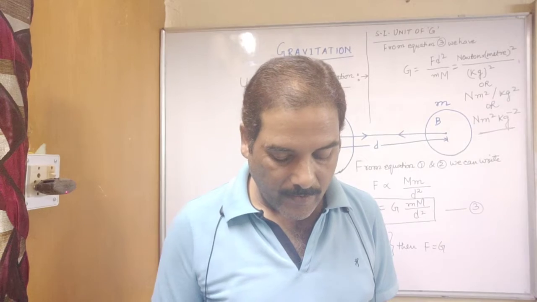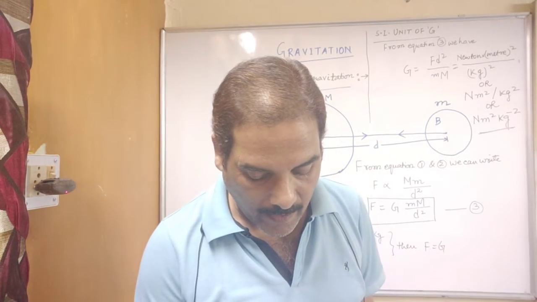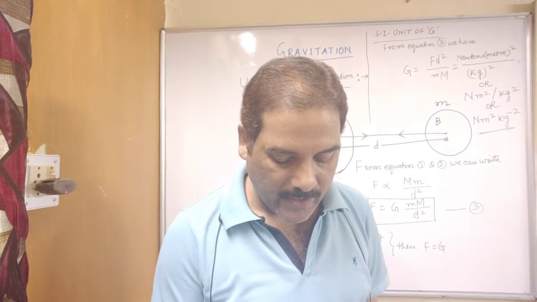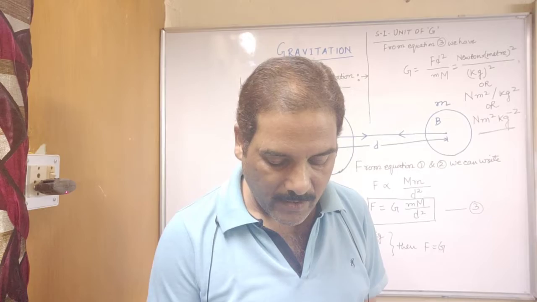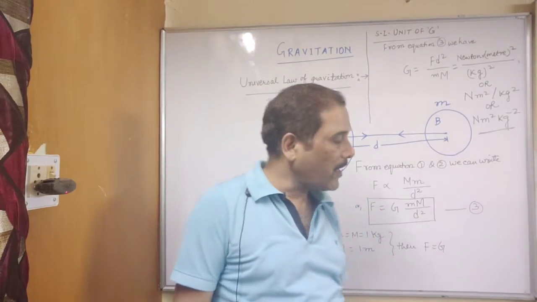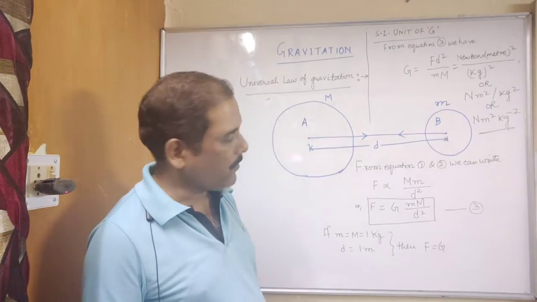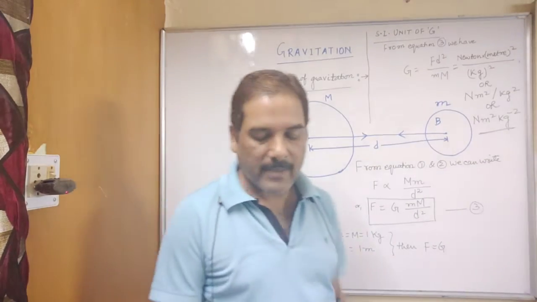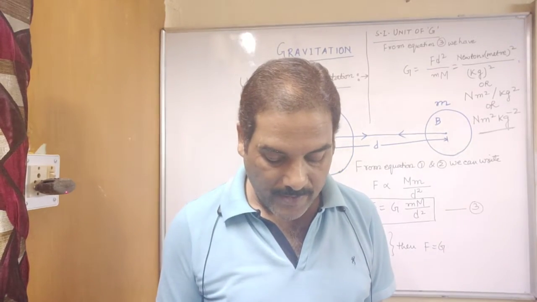Then a second question is write the formula to find the magnitude of gravitational force between the earth and an object on the surface of earth. So the same formula you have to write, that is equation number 3, to calculate the force of attraction between earth and an object on the surface of the earth.